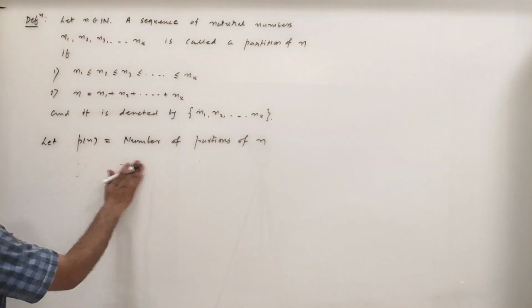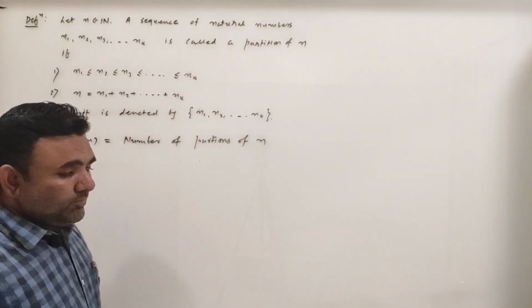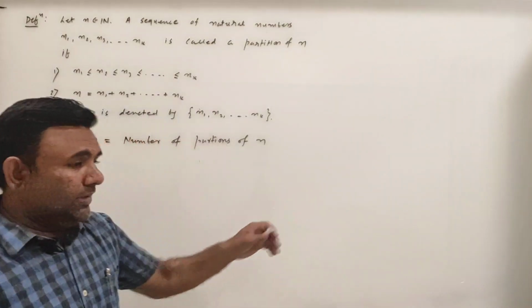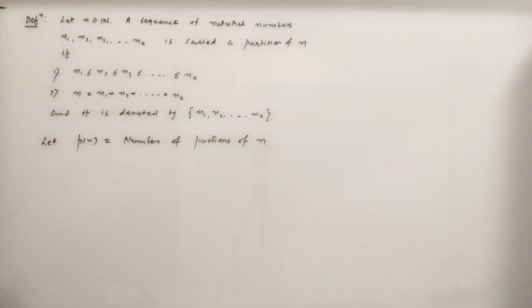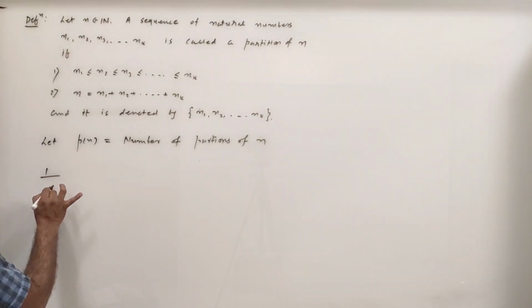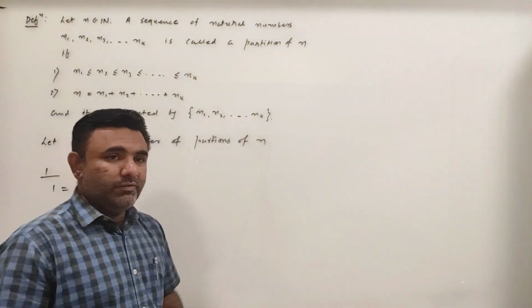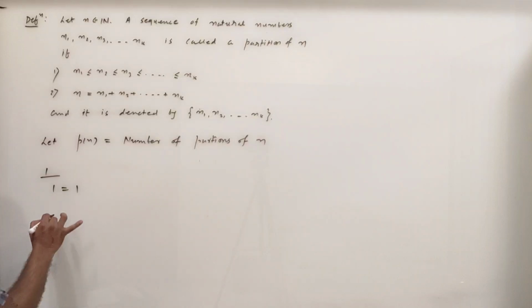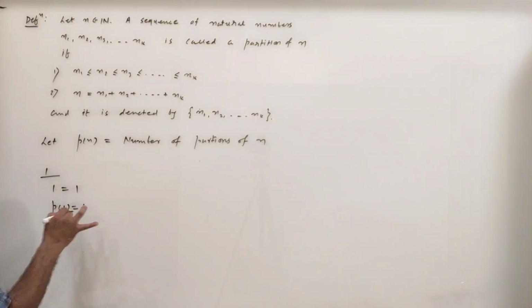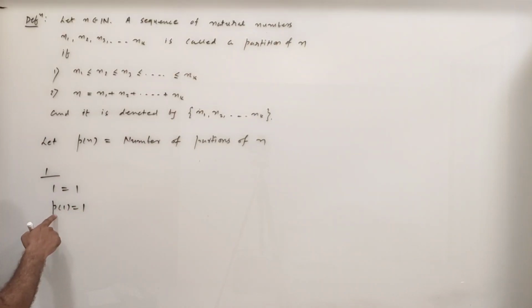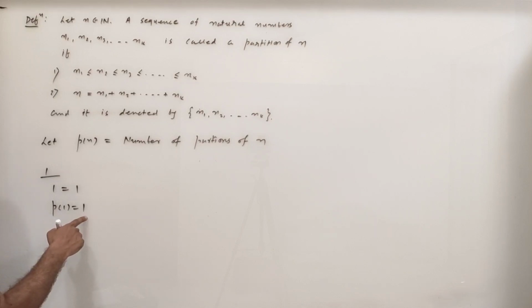So let us try to find the number of partitions of some integers. Okay, so let us start with 1. What are the partitions of 1? It is only 1. 1 can be written only one way, as 1. So the total number of partitions of 1 is 1.